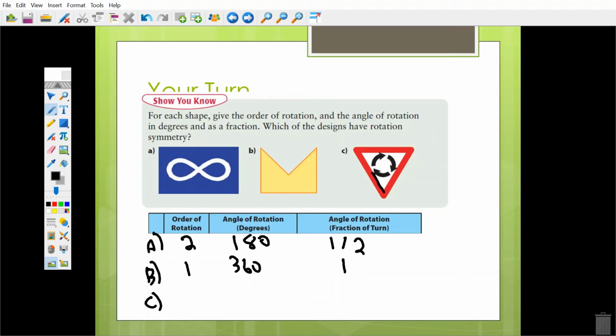Here we've got a triangle. 3 equal sides, and the inside has 3 equal pieces, so the order of rotation is 3. The angle of rotation, 360 divided by 3, is 120, and the fraction of a turn is 1 over 3. Next question.